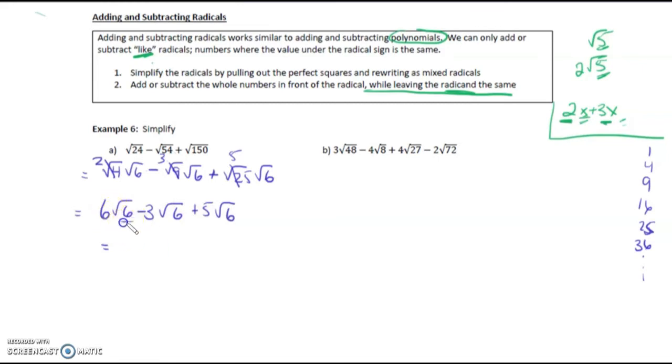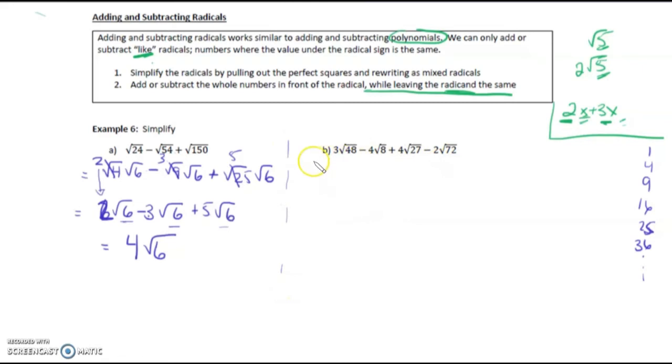So what we have here is root 6 and root 6, so that's our quote-unquote like term. We do 6 minus 3 and then plus 5, so we get 4. Oh, sorry, this is a 2. So 2 minus 3, which is negative 1, plus 5, that's where we get the 4 from. So our answer is 4 root 6.